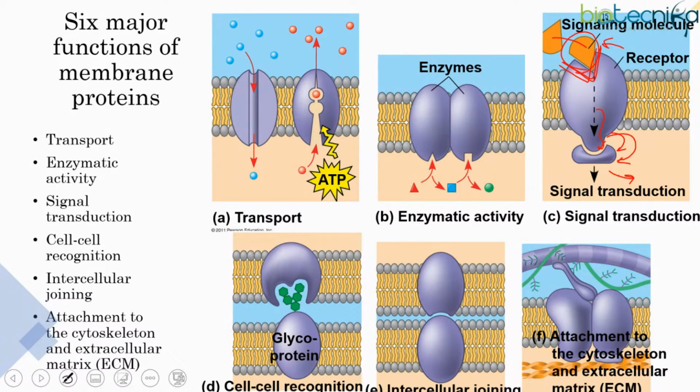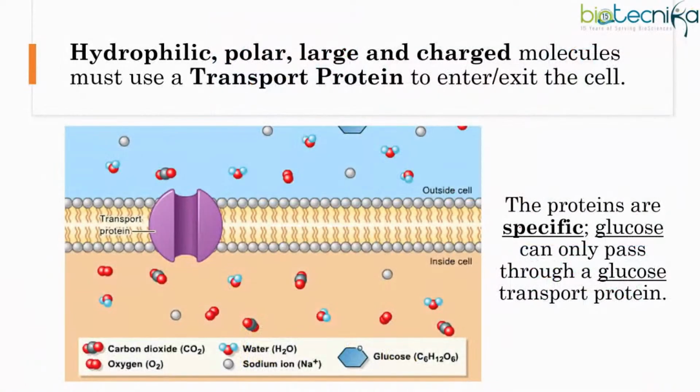Cell to cell recognition. You can see two cell membranes are there. So one cell membrane is recognizing the other cell membrane through some sugar parts. Intercellular joining. So two proteins can have direct connection, with which they will join. And last is attachment to cytoskeleton and extracellular matrix. So towards the inside you will see there is attachment with this cytoskeleton actin, and towards the outside you have the attachment with the extracellular matrix components. These are major functions.